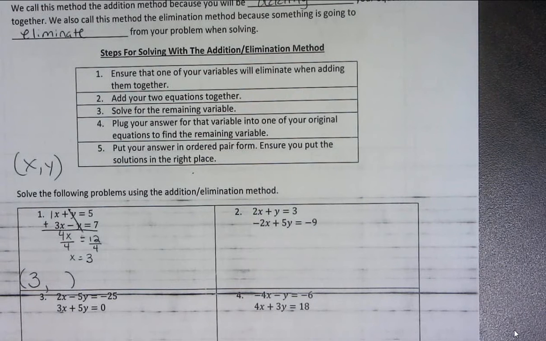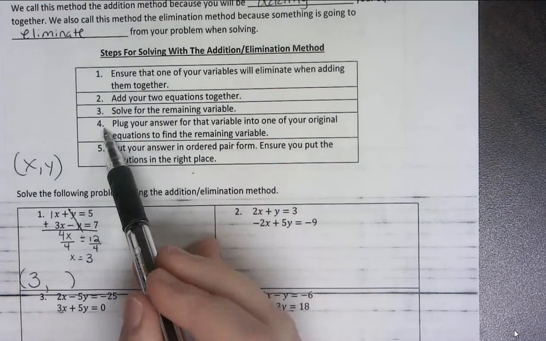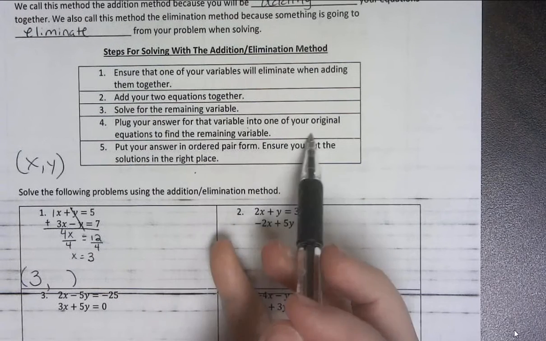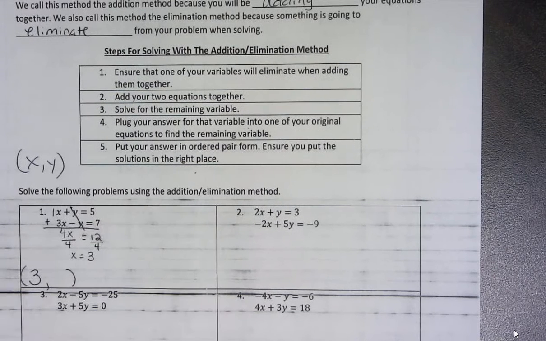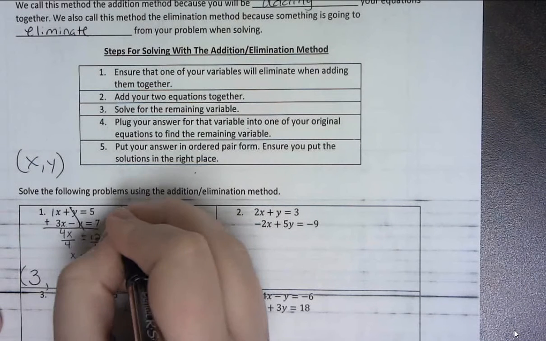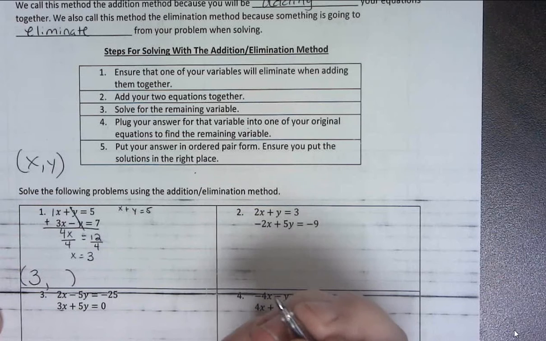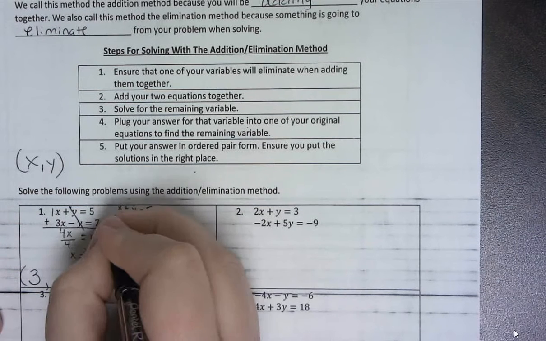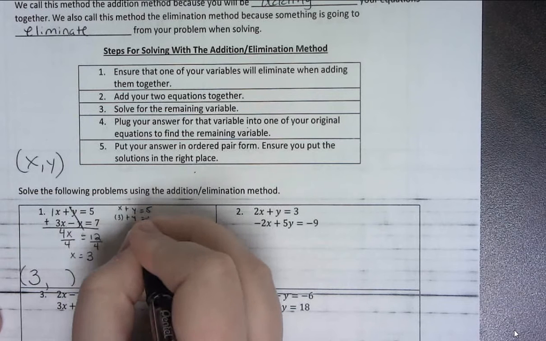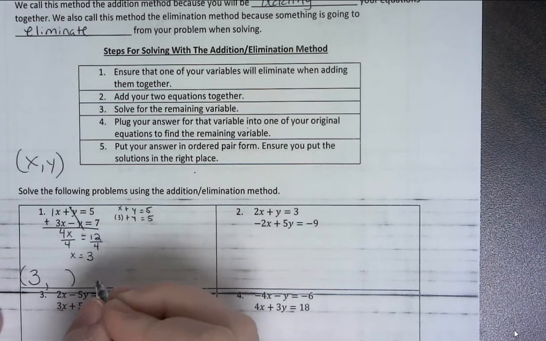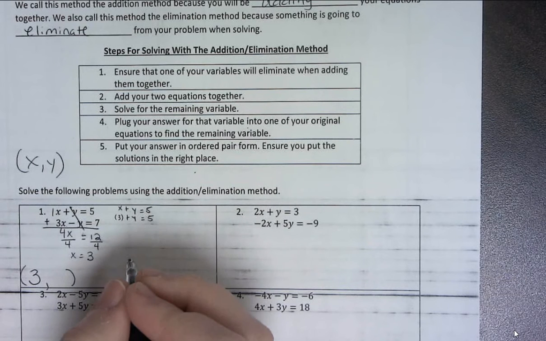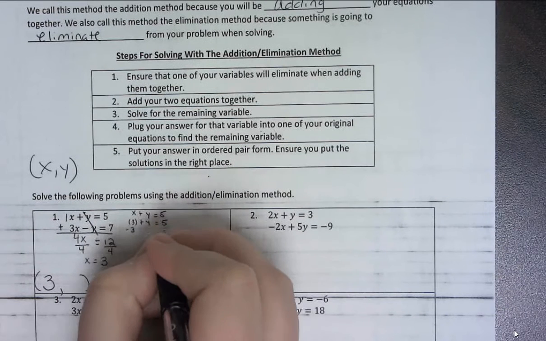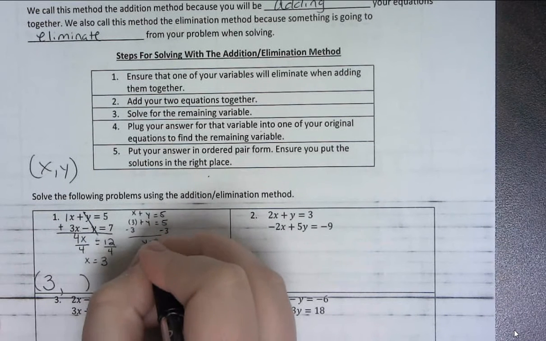So that brings us to step number 4. Plug your answer for that variable into one of your original equations to find the remaining variable. So we're going to choose either the top or bottom equation, it doesn't matter, and we're going to plug in that 3. So if I were to choose the top equation, the first thing I'm going to do is just go ahead and rewrite it originally, and then I'm going to plug in that 3 for my x. Now remember, when you plug in a number for a variable, you need to use parentheses. It can get a little tricky in some more complex problems, so that's why we want to do that. So I'm going to subtract 3 from both sides to solve, which gives me y equals 2.